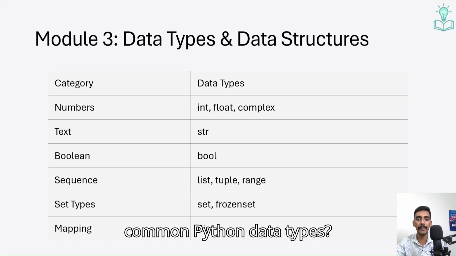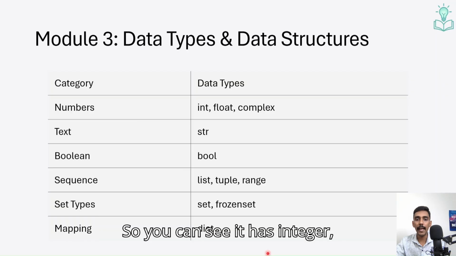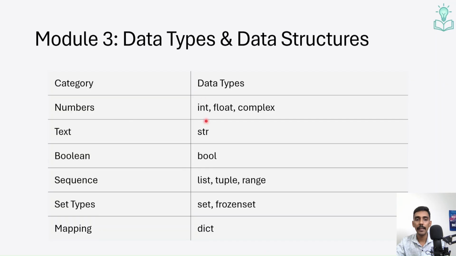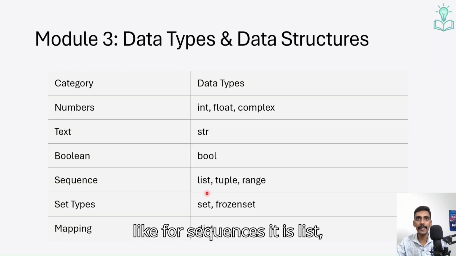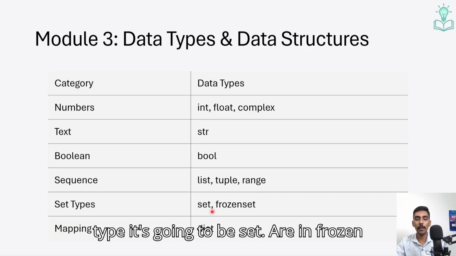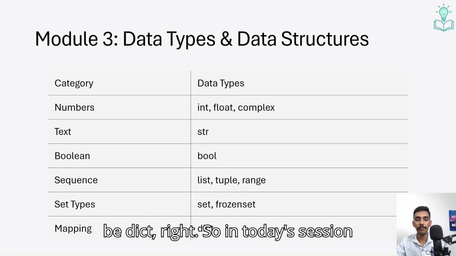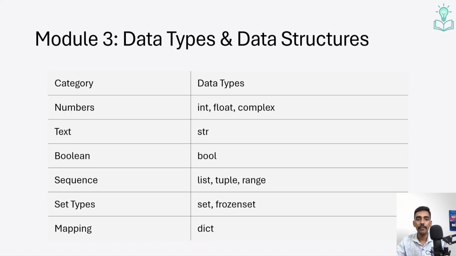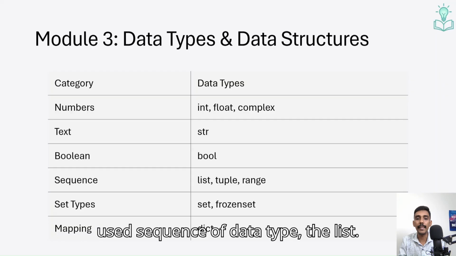What are some common Python data types? You can say it has integer, float, complex if it's a number. If it's a text, it is a string. We have seen if it's a boolean, it's bool. For sequences, it is list, tuple, range. If it is a set type, it's going to be set or frozenset. And if it's a mapping, it's going to be dict. So in today's session, we'll begin with the most widely used sequence data type, the list.